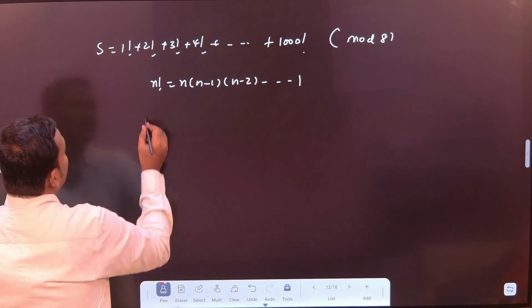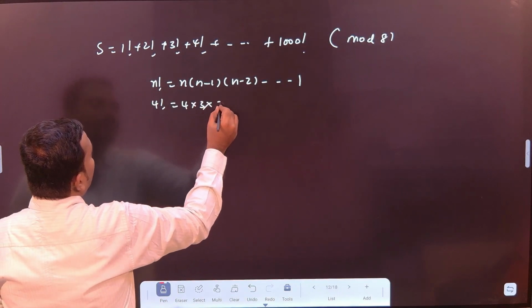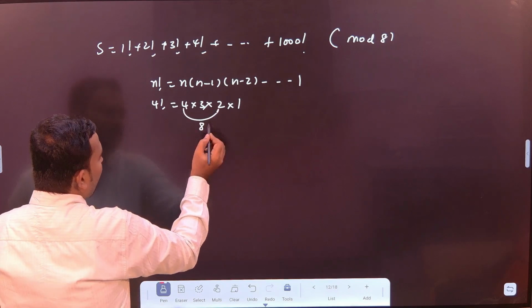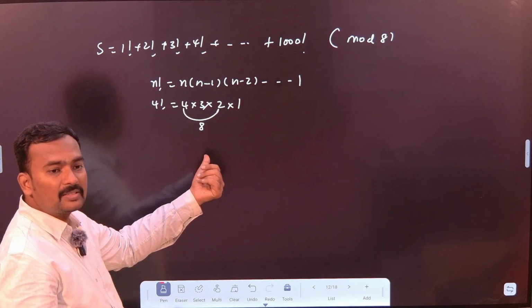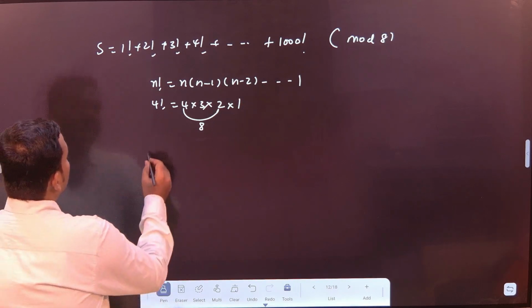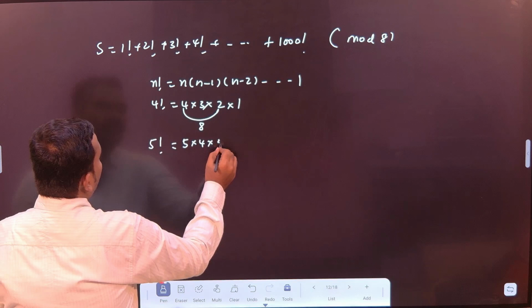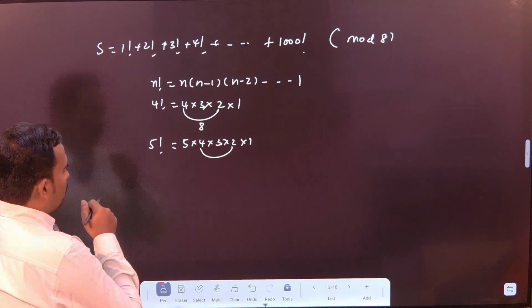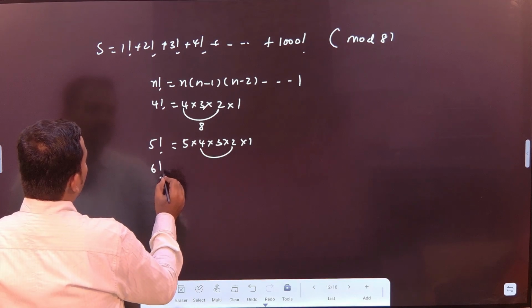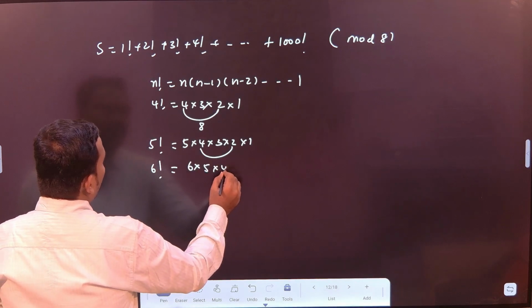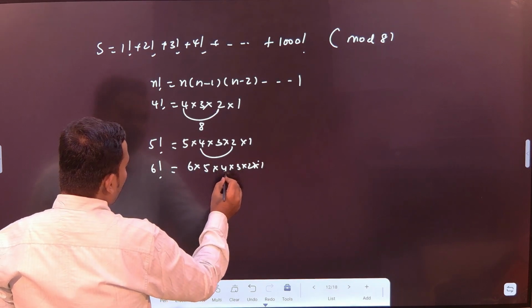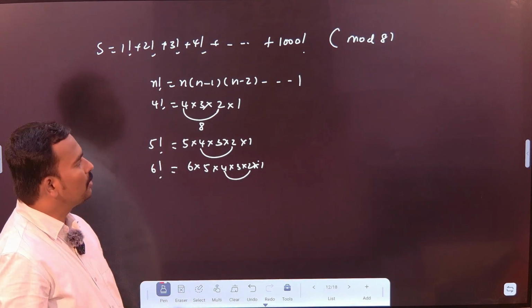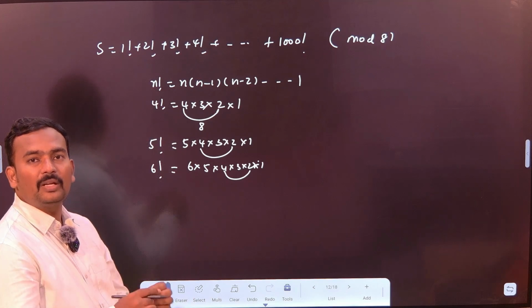But you know that n factorial is n into n minus 1 into n minus 2 up to 1, right? So 4 factorial means what? 4 into 3 into 2 into 1. You can see 4 into 2 is 8. So definitely when you divide by 8, the factor is there. So therefore the remainder will be 0, right? Same for 5 factorial, 4 into 2 again it is 8. When you take 6 factorial, 6 into 5 into 4 into 3 into 2 into 1, the same way 4 into 2 is there. So 8 is a factor. So definitely if you take 4 or more than 4, the remainder will be 0.